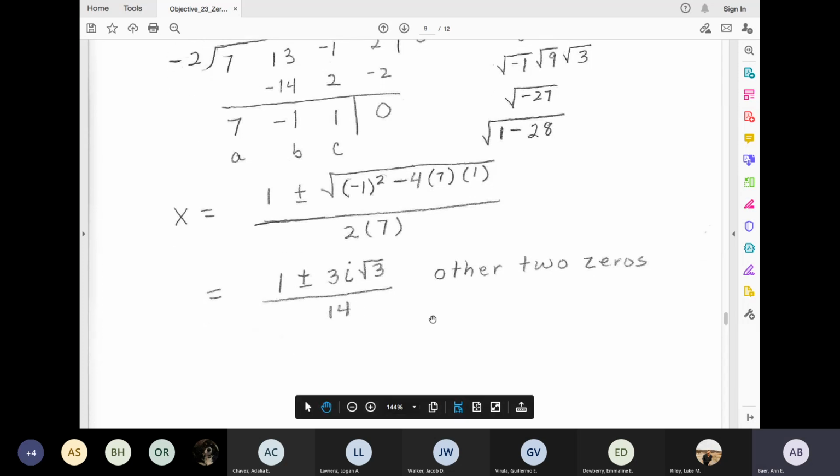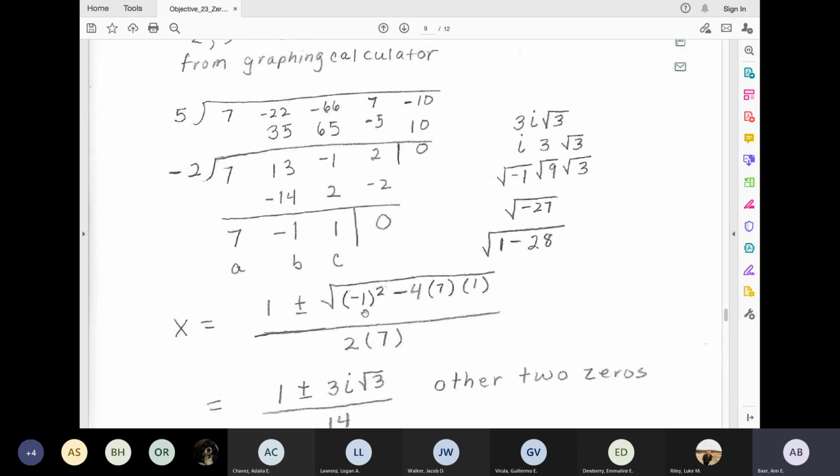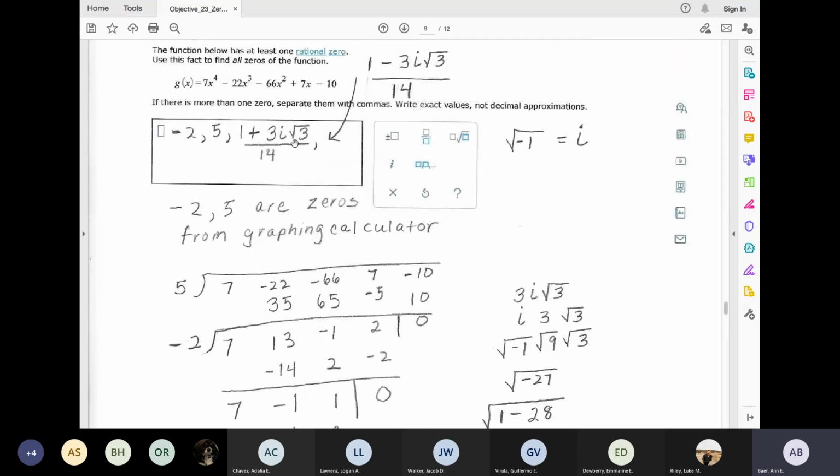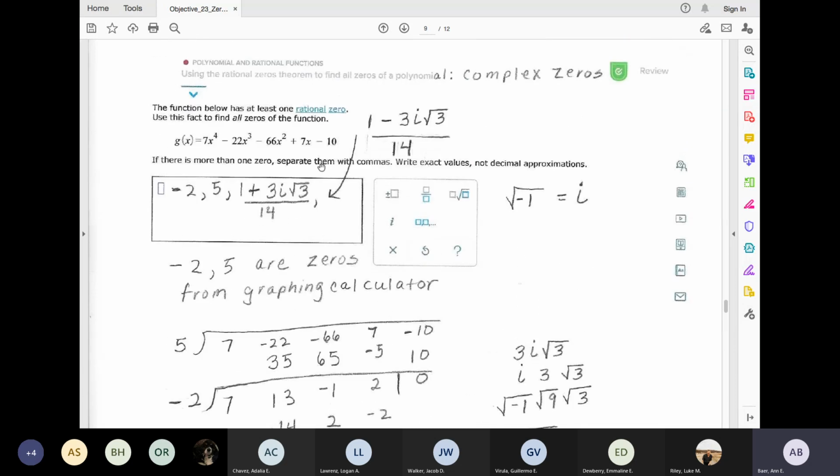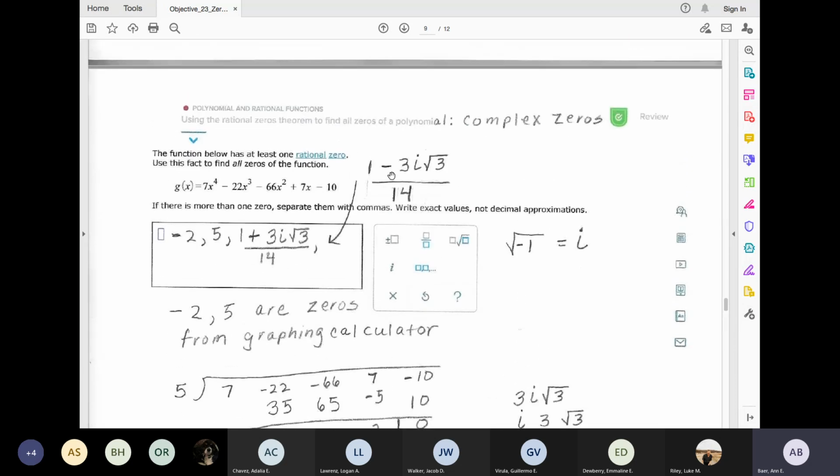These are our other two zeros. So one of the zeros is 1 plus 3i square root of 3 over 14, which is here. The other one is the same thing exactly, but with a minus sign in the middle. So I've had to write that up there because I ran out of room. Any questions on this particular topic?